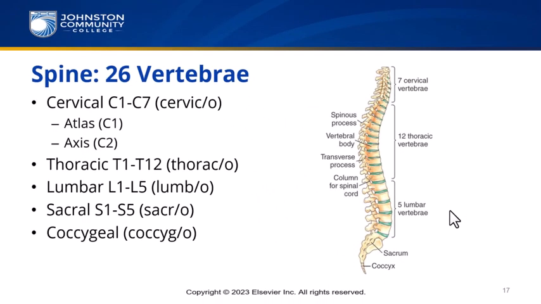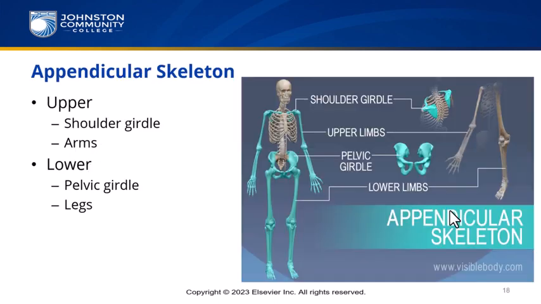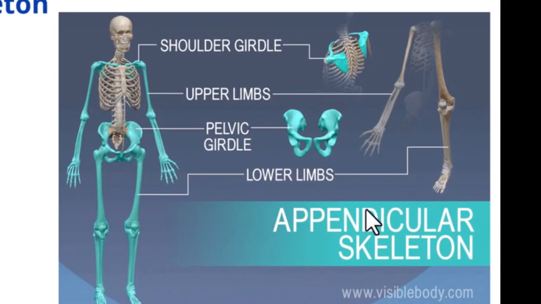A good way to remember the different segments is breakfast, lunch, and dinner. So I know 7 might be a little early, but breakfast at 7, lunch at 12, dinner at 5. Maybe that'll help you remember your segments. Next, let's discuss the appendicular skeleton. The upper portion includes the shoulder girdle and the arms, and the lower portion includes the pelvic girdle and the legs.